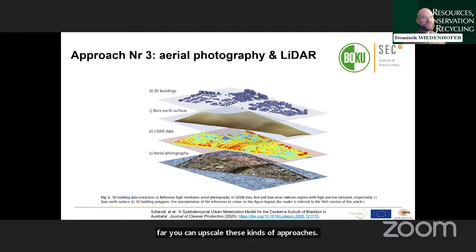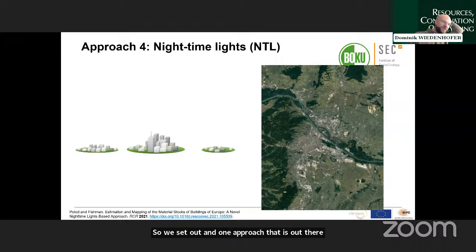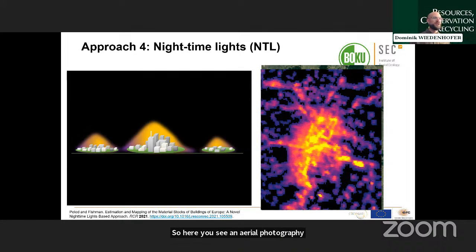And in my work, I'm very much interested, as was mentioned in the introduction, in these more systems level, macro level perspectives. So luckily, we had a big project where we said, well, why can we not do this at the national scale? And why can we not do this at the global scale? This has to be possible. So we set out, and one approach that is out there, and colleagues are developing that one, also published in Resources, Conservation and Recycling, is going with the nighttime lights. So here you see an aerial photograph, and you see a little bit of a picture of how the city might look. If you look at the nighttime lights, you can already assume there has to be a correlation, isn't it? If there are buildings, there is light, so you can actually start to work with that.